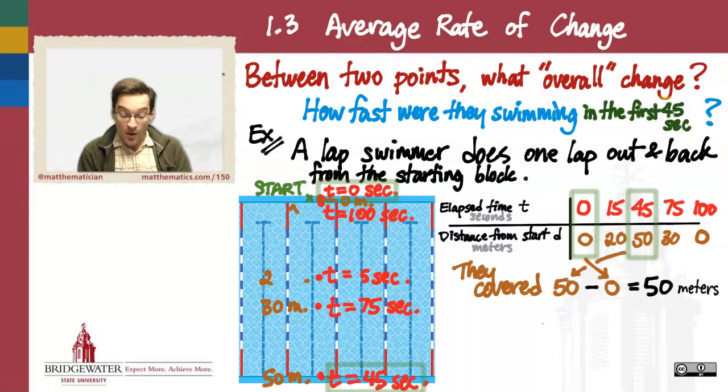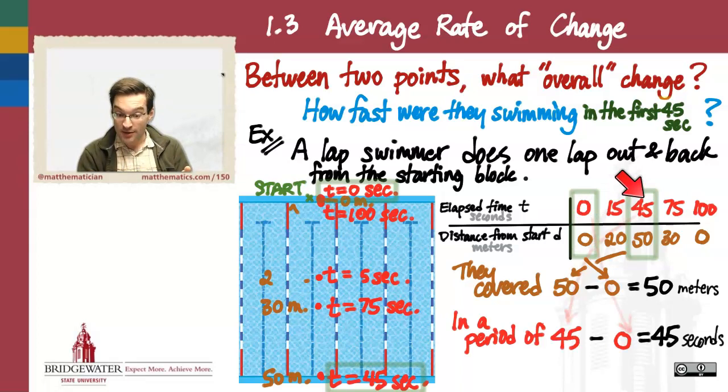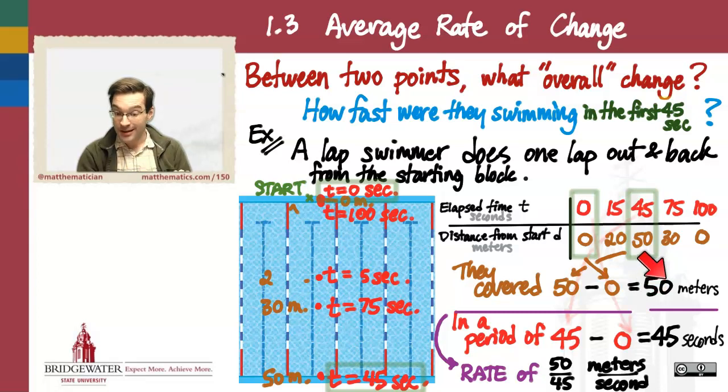So what could we say? Well, in this time interval, the amount of distance that was covered is 50 meters, because that's 50 meters here minus 0 meters there. And that distance was covered over an amount of time, which we can measure by subtracting 45 seconds, which was my ending time, minus 0 seconds, which was my starting time. So this swimmer covered 50 meters in a period of 45 seconds. So how fast were they swimming? What would rate mean in this context? Well, rate is always a ratio of output values per unit change of the input values. So in this example, that rate is going to be my number of meters that I covered divided by the number of seconds that it took me to cover them.